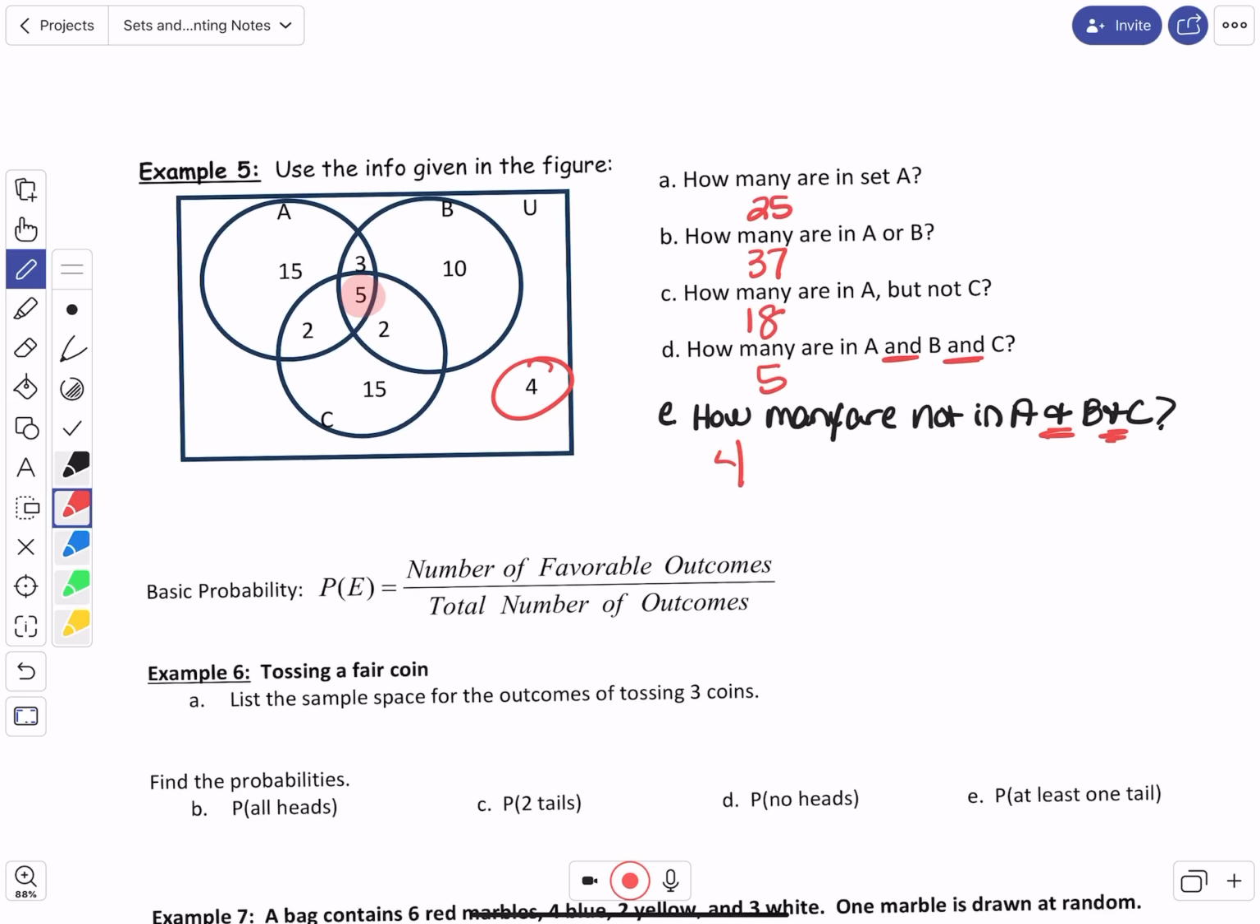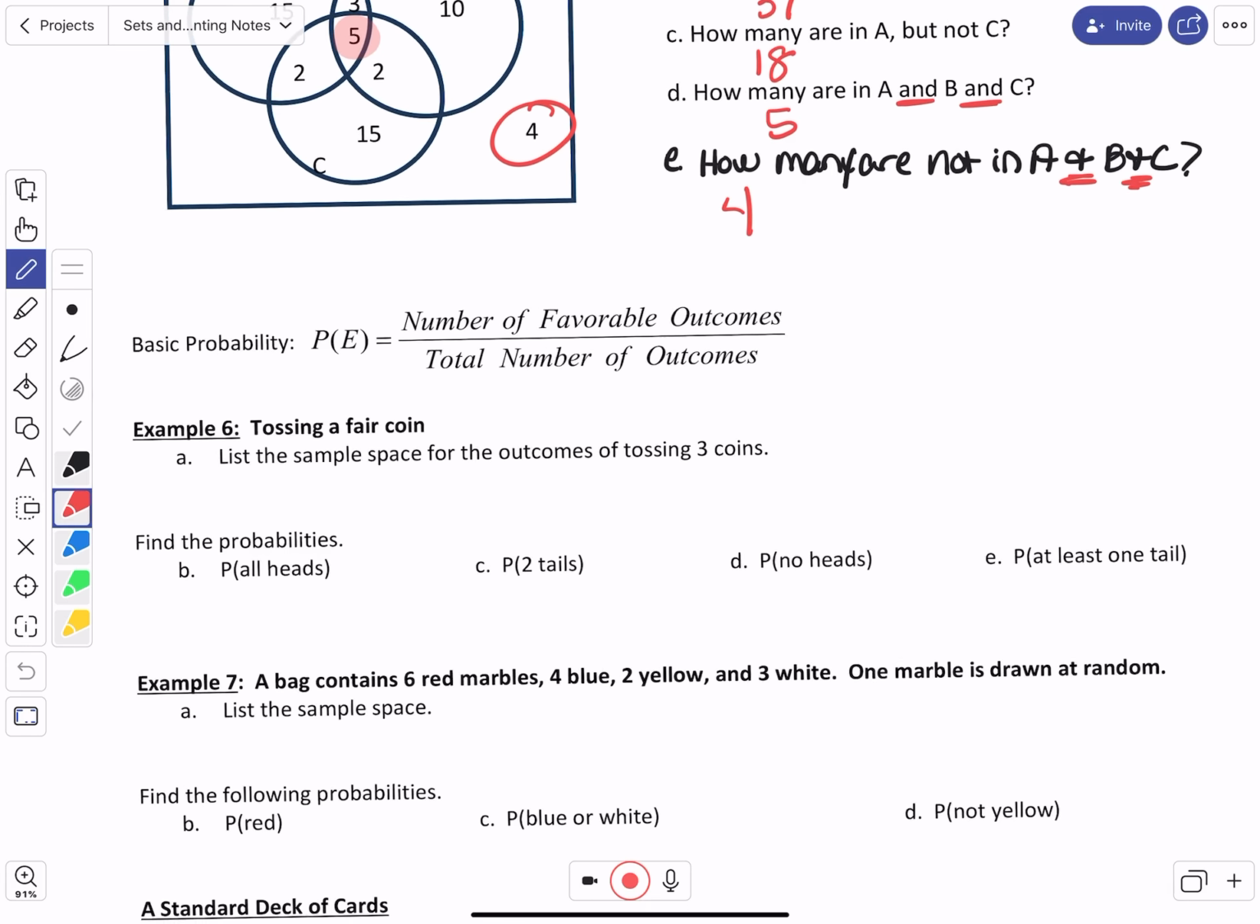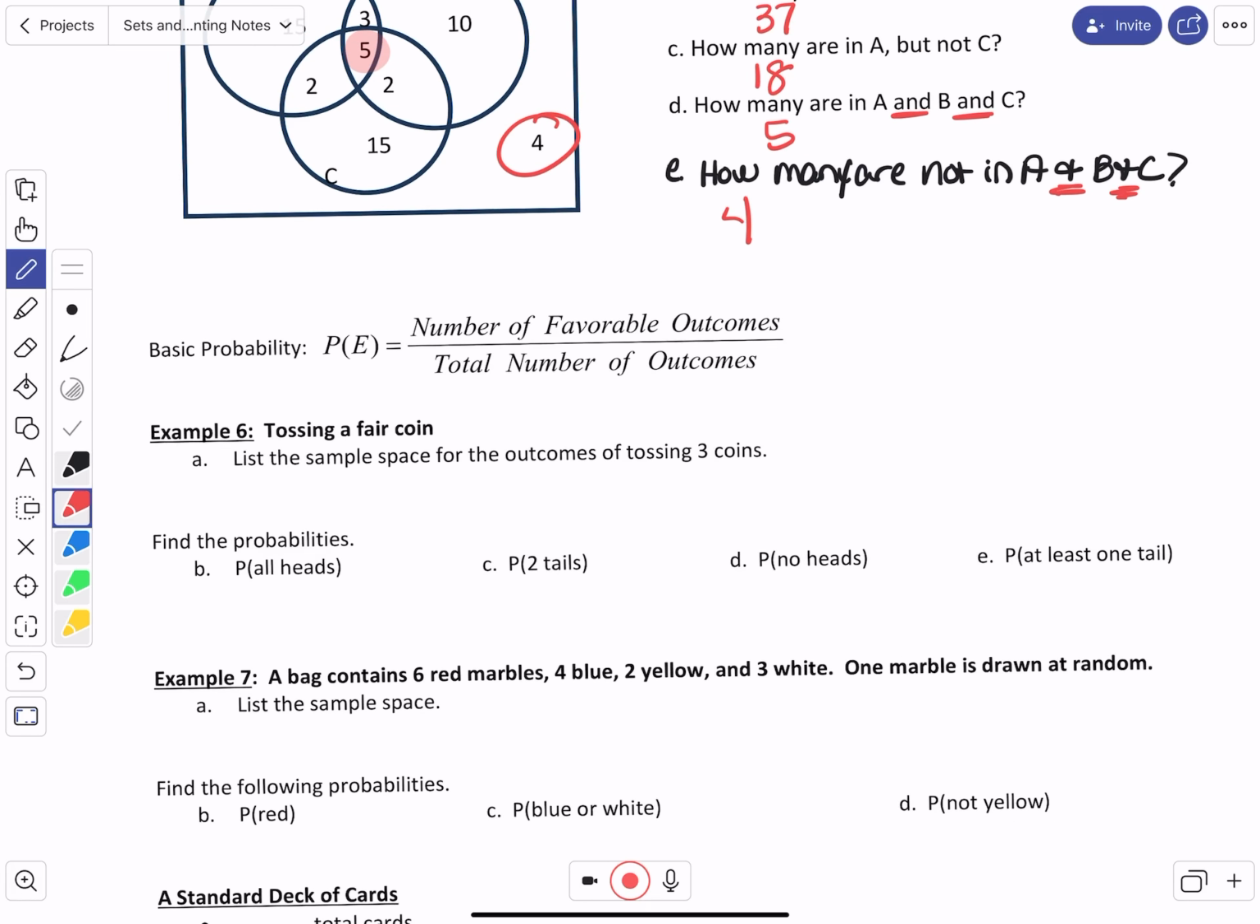Okay. Basic probability, which most of us know this. Number of favorable outcomes over the total number of outcomes. So tossing a fair coin, list the sample space for the outcomes of tossing 3 coins. So a sample space would just be, what are your possibilities of happening?